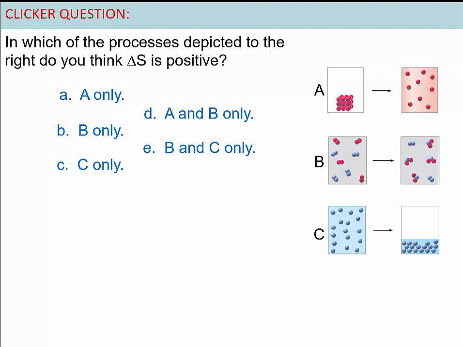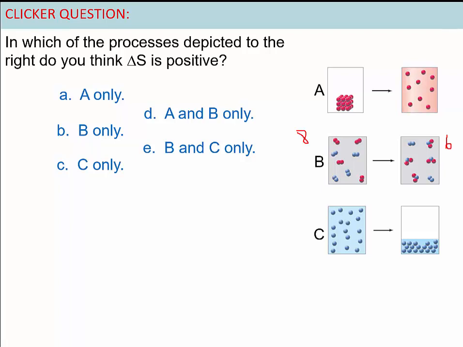Which of the processes depicted to the right do you think has a positive change in entropy? A, B, C. All right, so let's take a look at A. A is this solid going to a gas. C looks like a liquid going to a solid. And B looks like it is forming some new molecules.